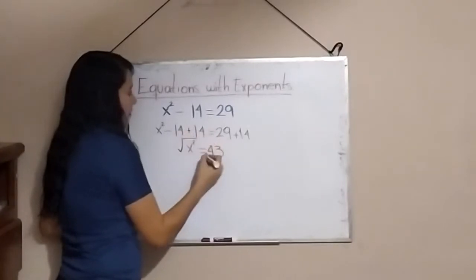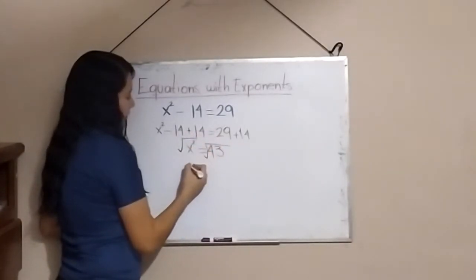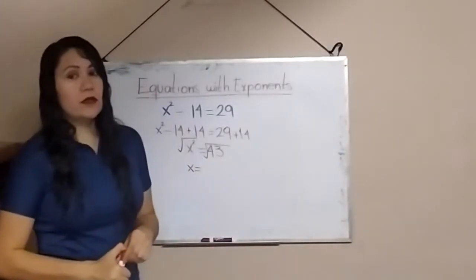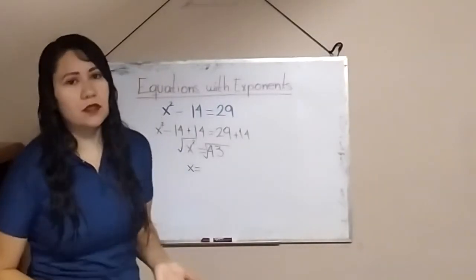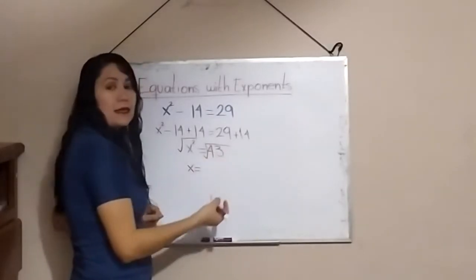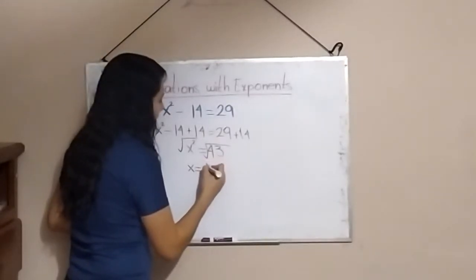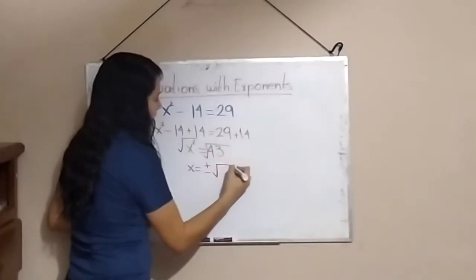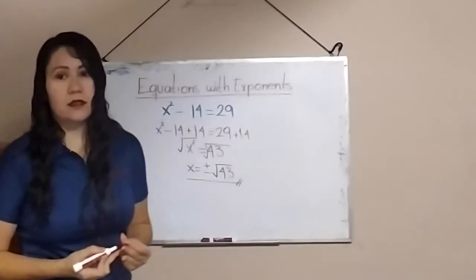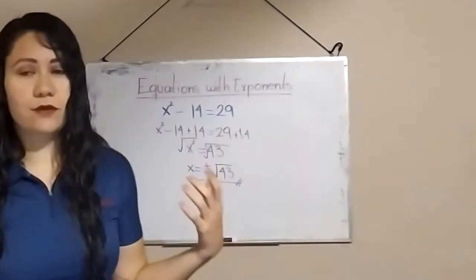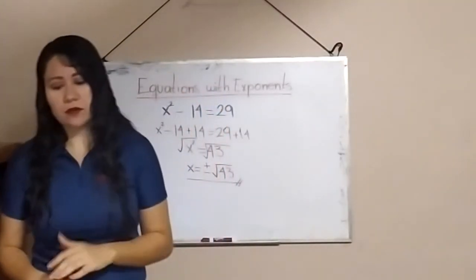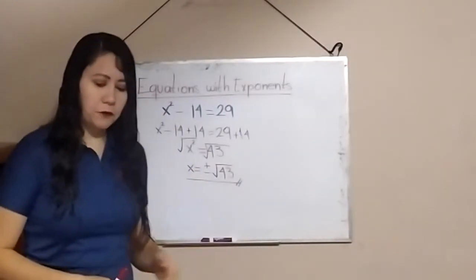Our next step is to take the square root of both sides, and we get x equals, the square root of 43 is a decimal number. So what we are going to do is leave the answer in radical form, just adding plus minus square root of 43. And that would be our answer. You don't have to use a calculator to get the square root of 43. You don't have to take the long process to take the square root. Just leave it in radical form.